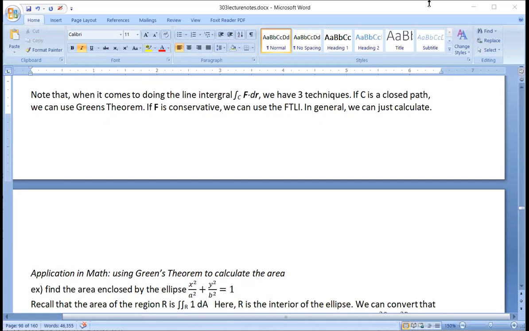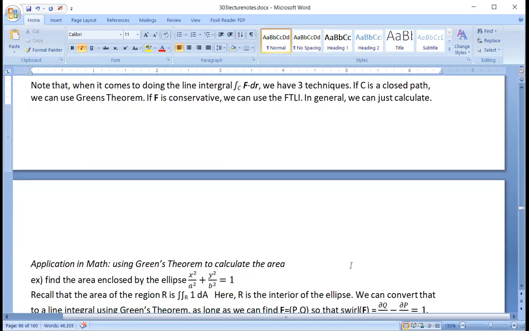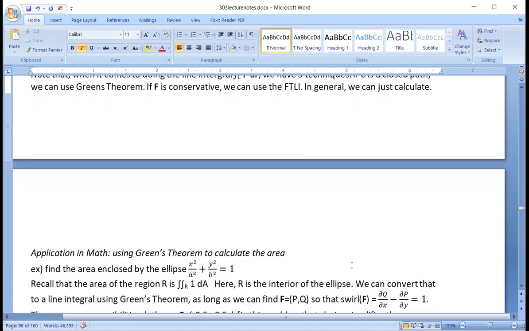Okay. So in this problem, we're actually starting with a double integral. And the hint is that we're going to use Green's theorem in order to convert this into a line integral. So this is, in a sense, going backwards from the way that we normally go. But in order to do this, we need some vector field F. In other words, 1 has to be the swirl of some vector field F. So we need some vector field F whose swirl is 1.